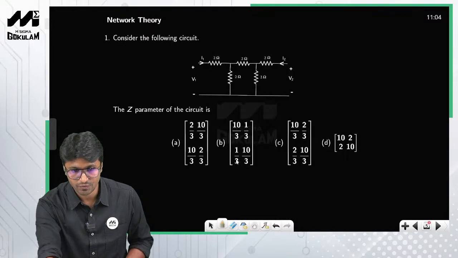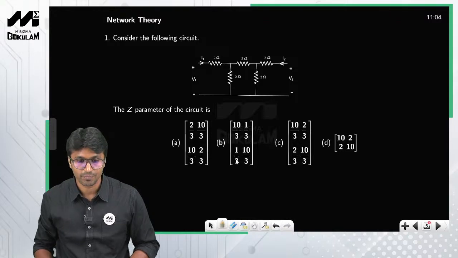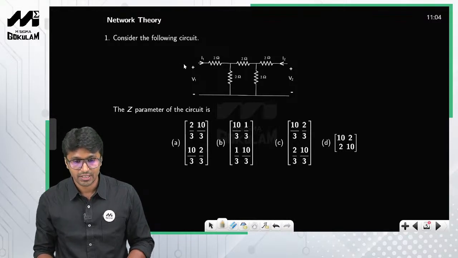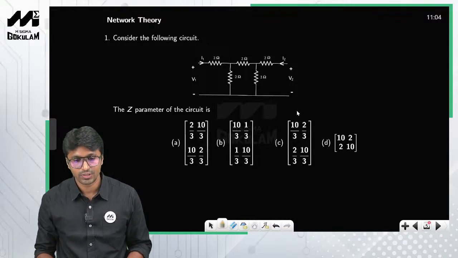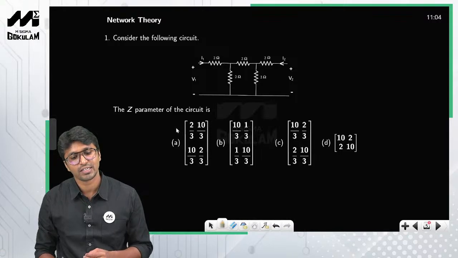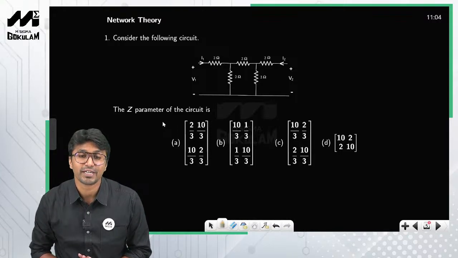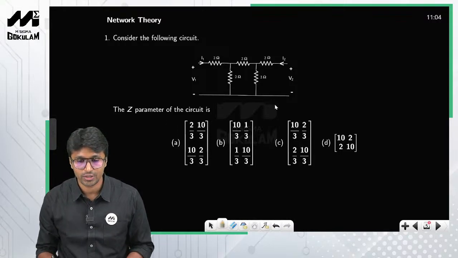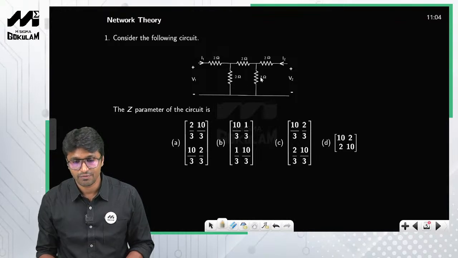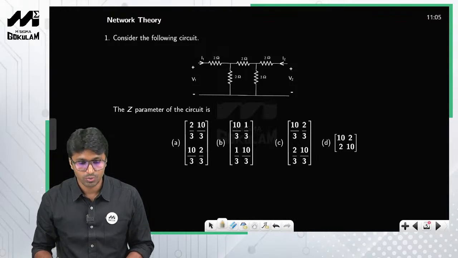So look at this one. So first I'll start with network theory. Okay, so consider the following circuit. So a circuit is given to you, and here you are just asked to calculate the Z parameters of the circuit. Okay, so all you need to do here is you just have to convert this to delta network, right?